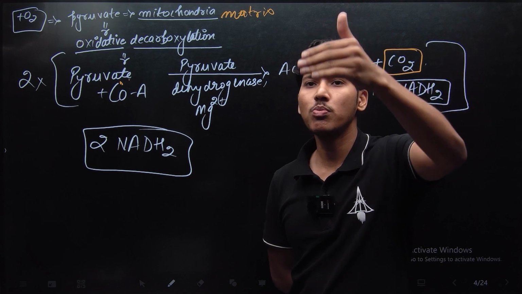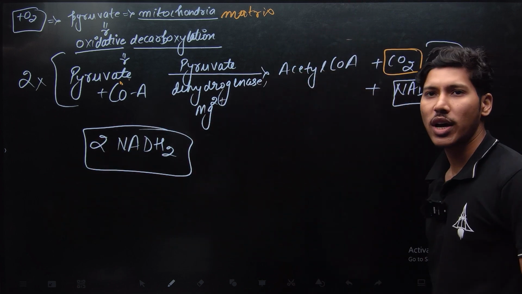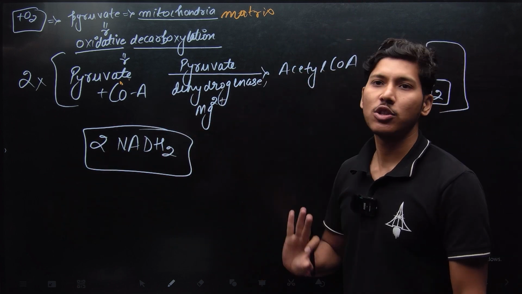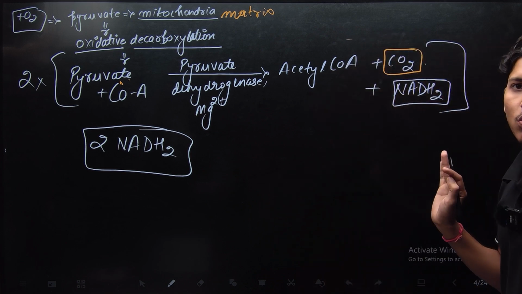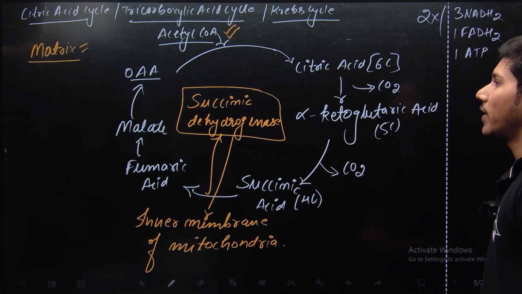1 glucose produces 2 pyruvates. So here 2 acetyl-CoA are produced and 2 NADH2 are produced here, with the release of 2 CO2. Now let's move ahead.